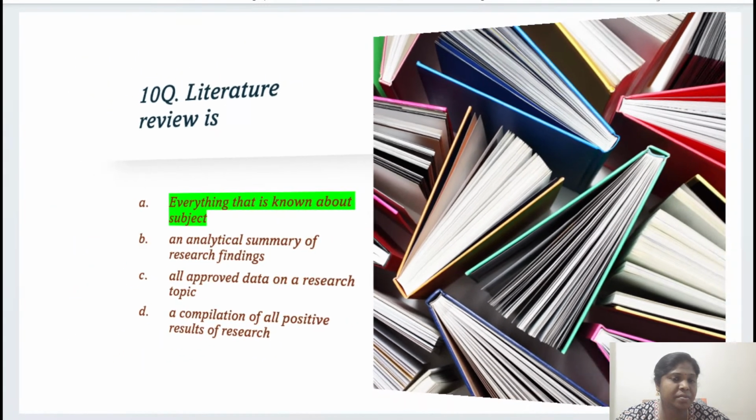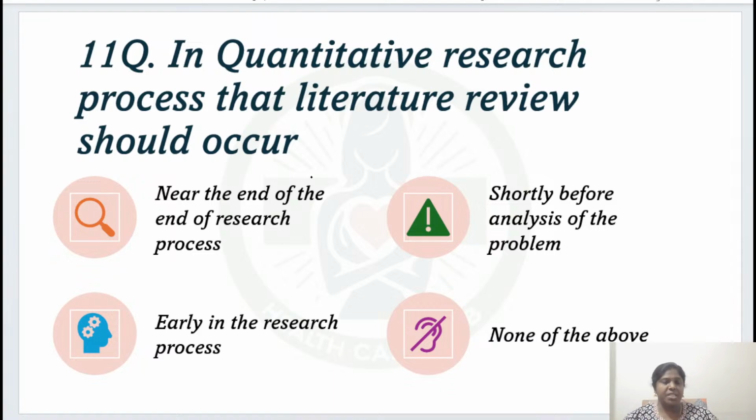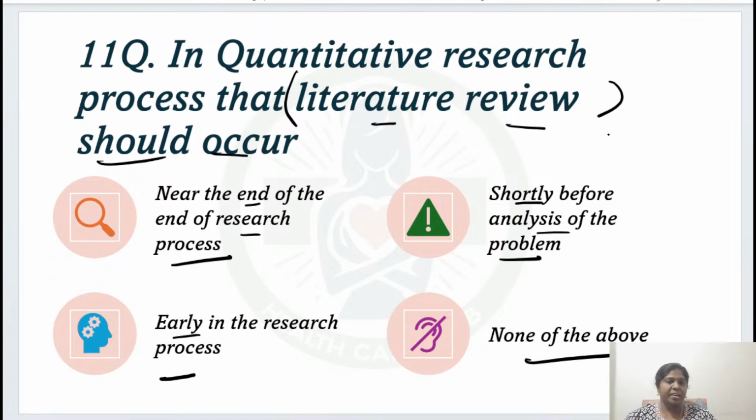Next, 11th question. In the quantitative research process, the literature review should occur near the end of the research process or shortly before analysis of the problem, early in the research process, or none of the above. So, in the quantitative research process, where should this literature review occur, at the end, after the analysis, or early in the starting stage itself?